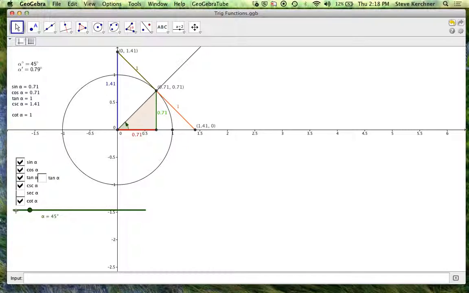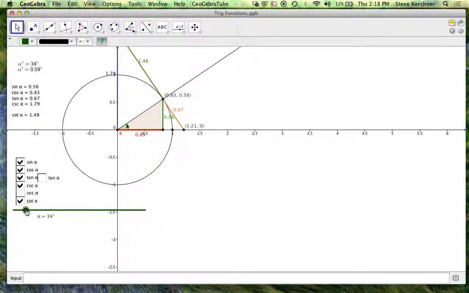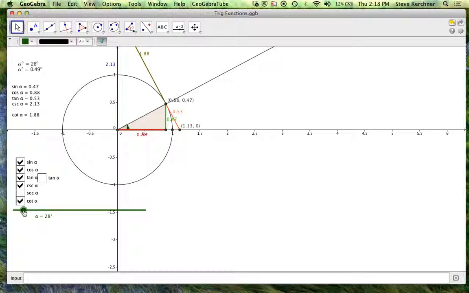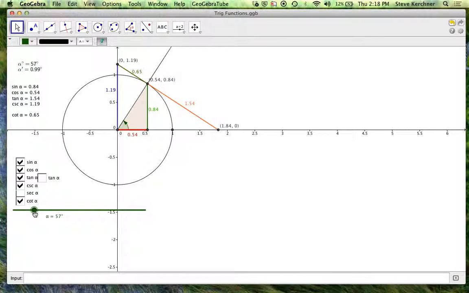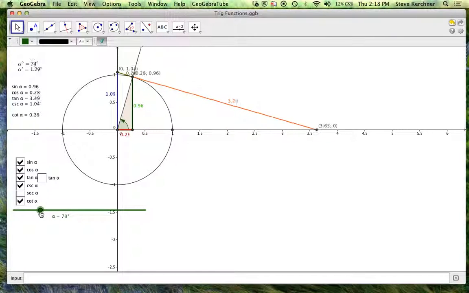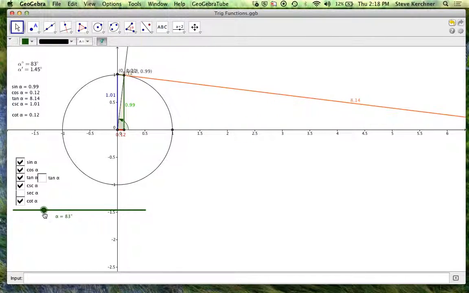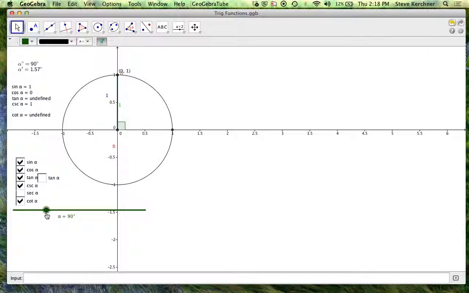So let's go ahead and move the angle again. We can see that as I decrease the angle, sine decreases in value, but the cosecant increases in value. And vice versa, as the sine grows, the cosecant diminishes. Interesting thing happens at 90 degrees. At 90 degrees, they are equal. So if sine is 1, the reciprocal of 1 is 1.